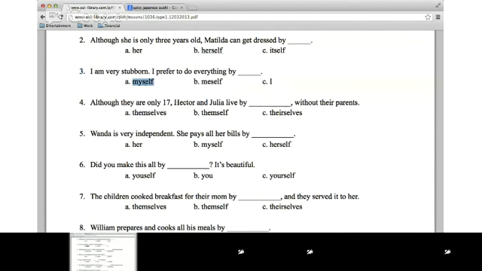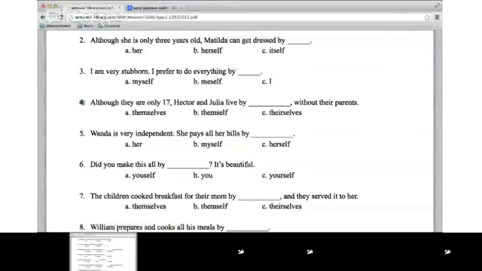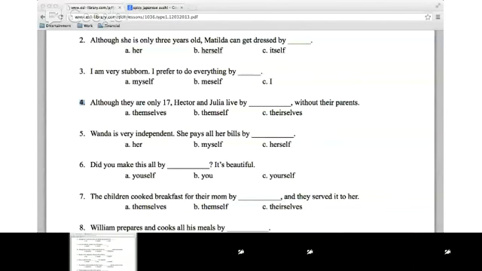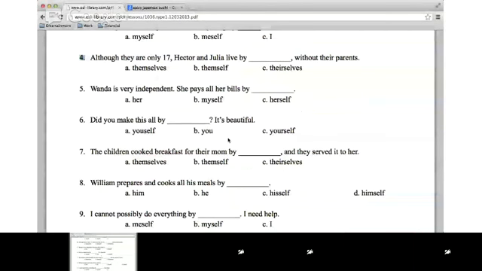Now, stubborn. Stubborn is someone that does not need any help. Stubborn is also someone whose mind you cannot change. So once they've decided to do something, they are very stubborn. You're not going to change their mind. Okay? All right, let's go to number 4. And this is for Shadan. Although they are only 70, Hector and Julia live by, I will choose themselves because we have by.